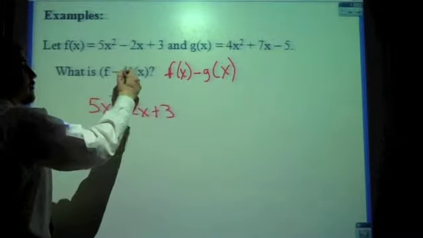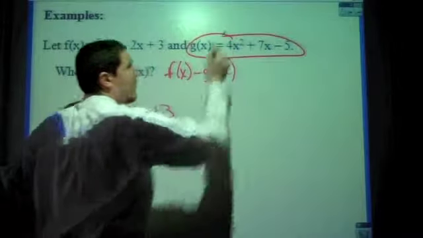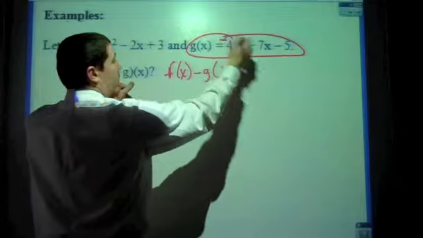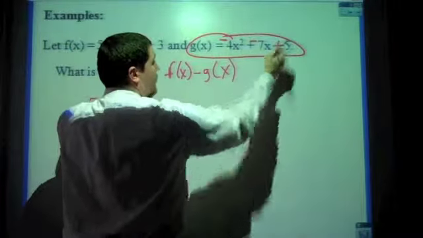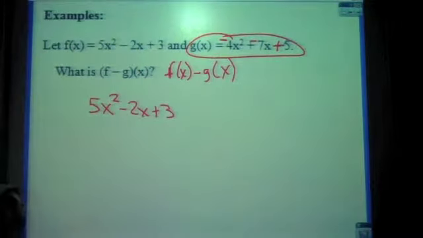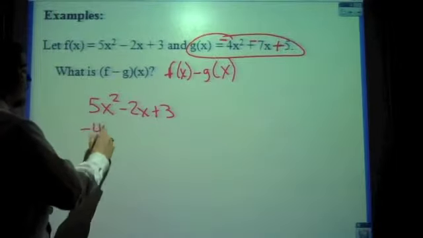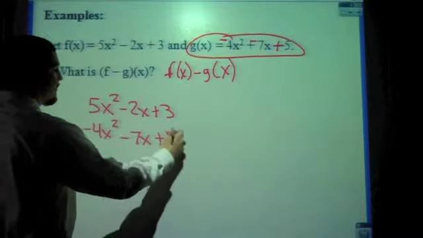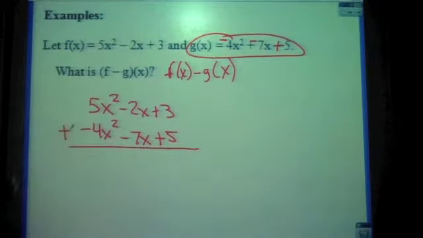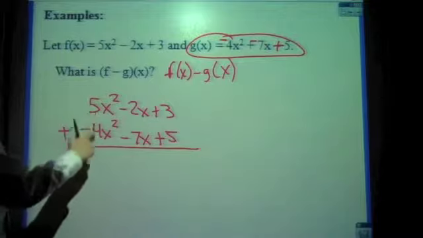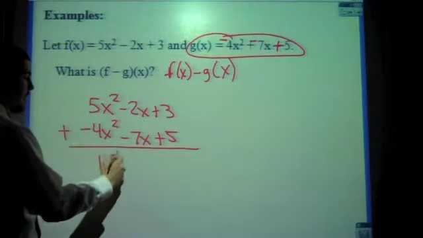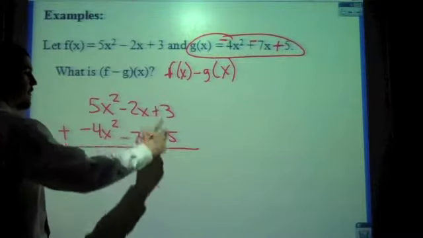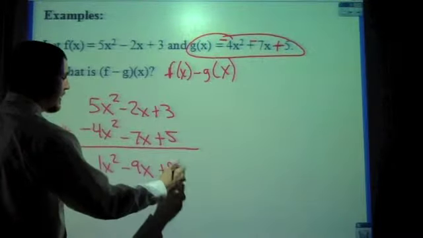It's minus g, so what I need to do is come over here to my g polynomial and change all of the signs because it was minus. So that's going to be negative, negative, and positive 5. So then I match up the exponents. I've got negative 4x squared, I've got negative 7x, and now I have positive 5. Remember to add the polynomials together. 5 plus negative 4 is 1x squared. Negative 2 plus negative 7 is negative 9x, and 3 plus 5 is 8.